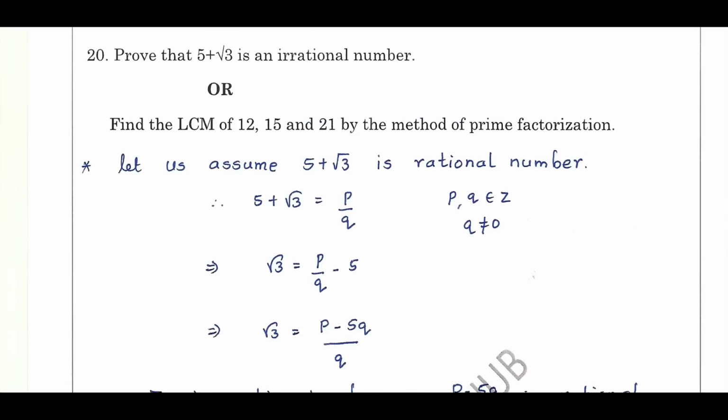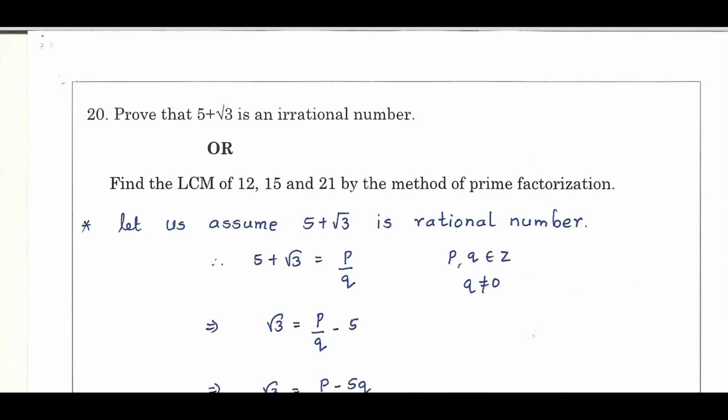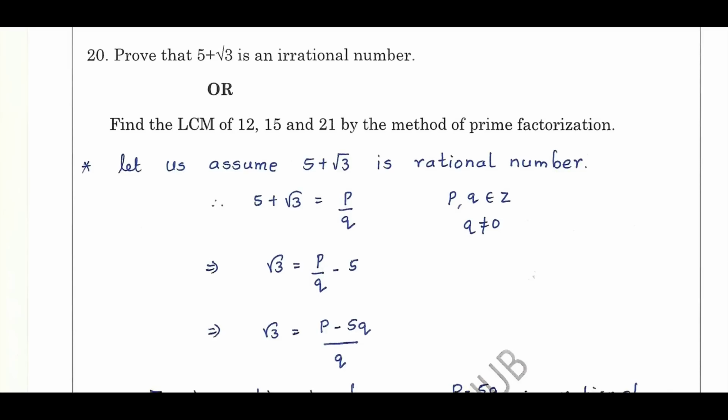Dear students, these are very important questions. Prove that 5 + √3 is an irrational number. We should assume that it is a rational number. By contradiction, we assume it is a rational number, which can be written as p/q, where p and q belong to Z, and q is not equal to 0.